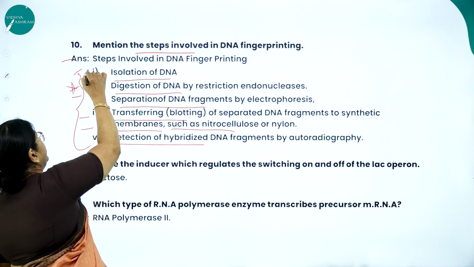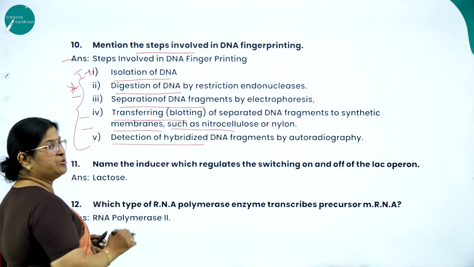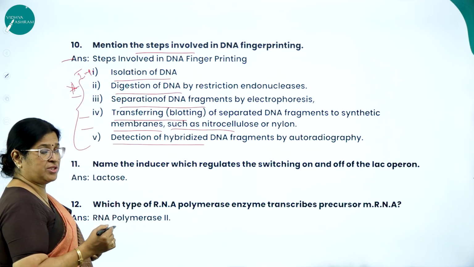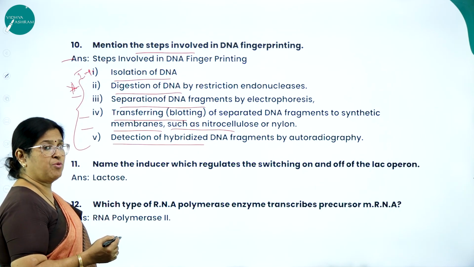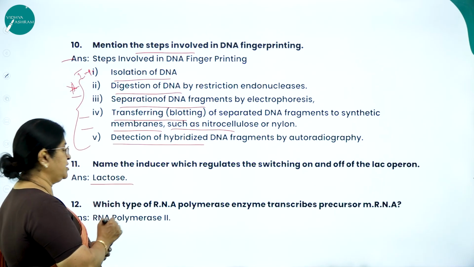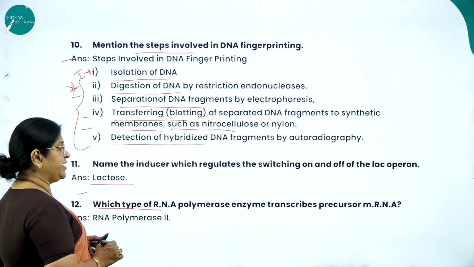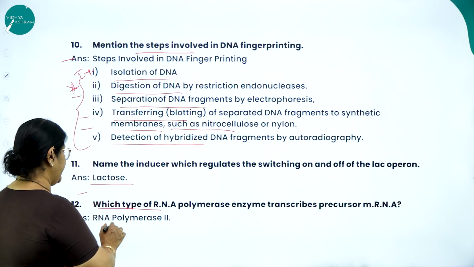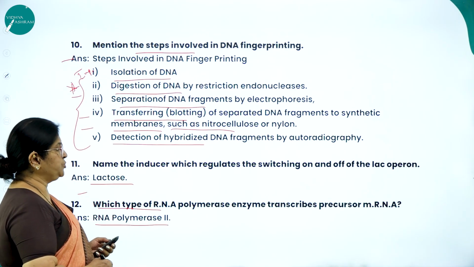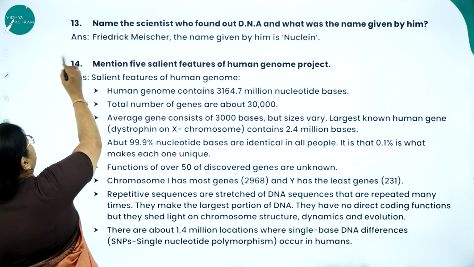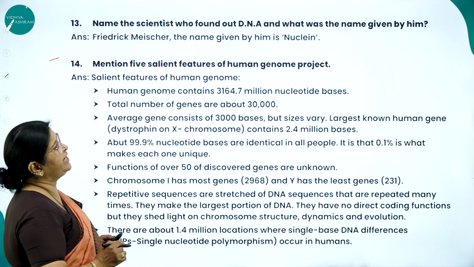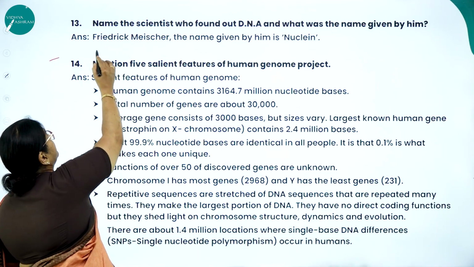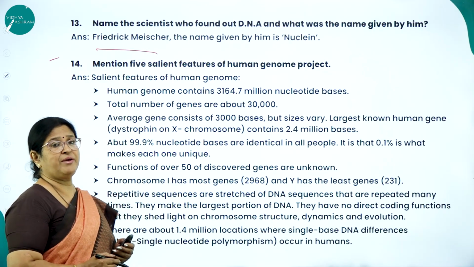Next, name the inducer which regulates the switching on and off of the lac operon concept. As you know, lac stands for what? Lactose. It is lactose. Then, which type of RNA polymerase enzyme transcribes precursor mRNA? It is RNA polymerase 2. Then, 13th question. Name the scientist who found out DNA and what was the name given by him? Who discovered? It was Friedrich Miescher, and the name given by him was nuclein.